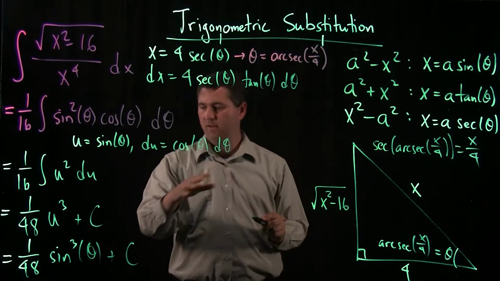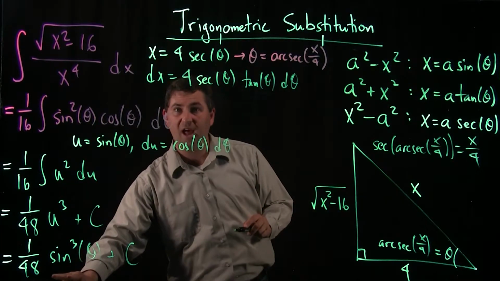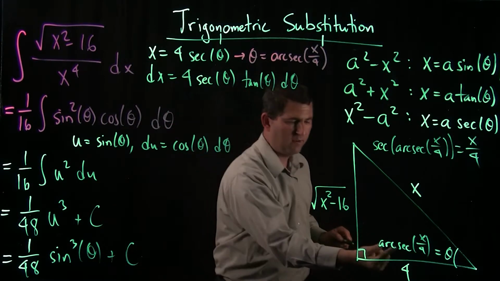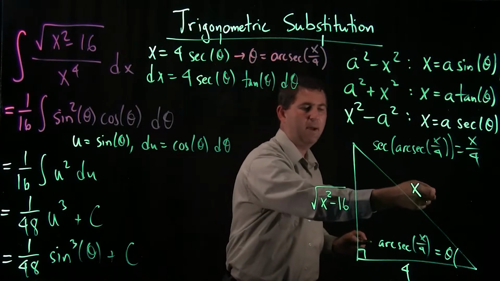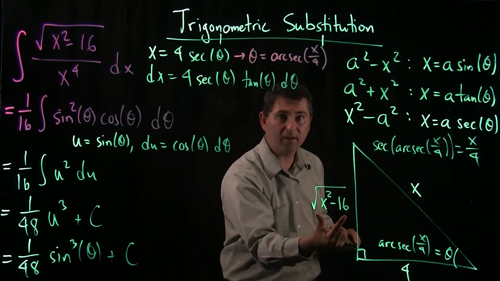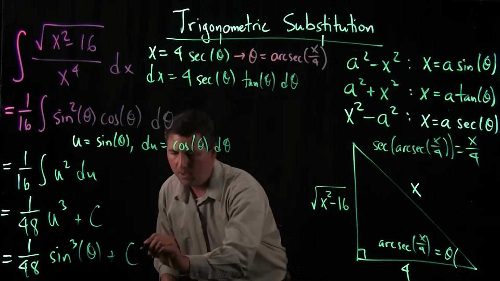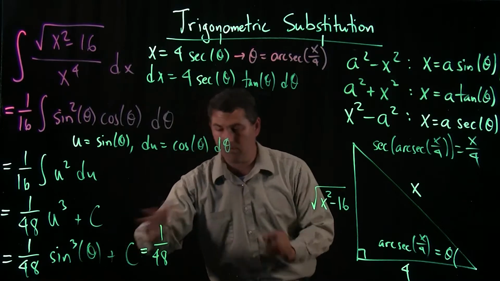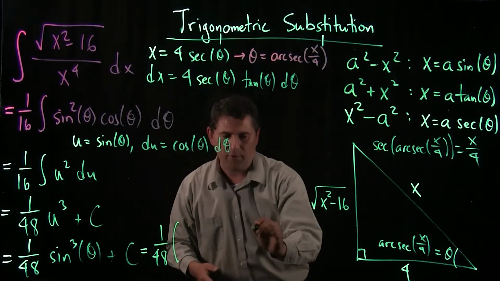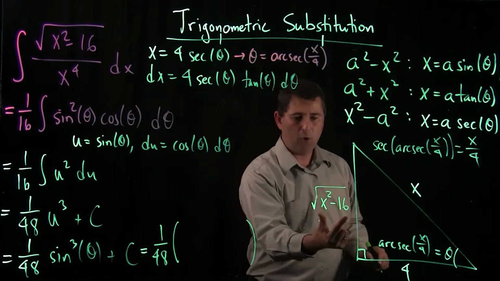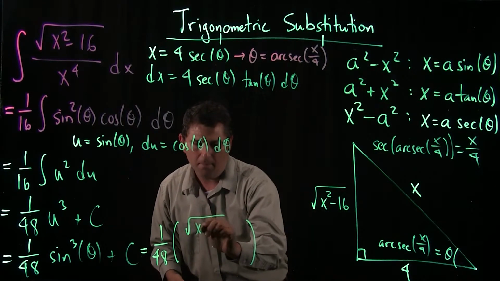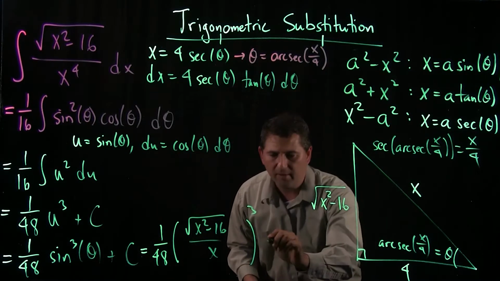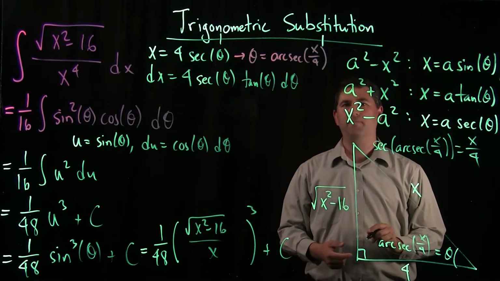And so now, what is it I needed? Oh yes, I'm going to need the sine of the arc secant. Fine. The sine is the opposite over the hypotenuse. So root x squared minus 16 over x. So I end up with 1/48, and we're going to cube everything, but let me just put that on the outside. Root x squared minus 16 over x, and then we're going to cube that, plus our constant of integration.